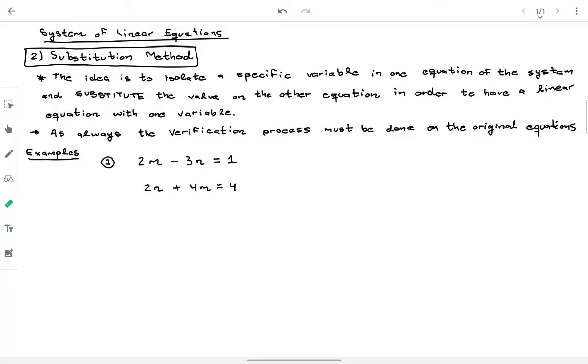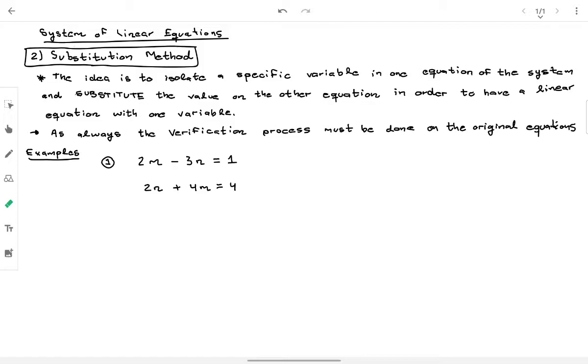So today we will continue with the system of linear equations with a second, different method for solving them. Today we will see the substitution method. What is the idea of the substitution method? The idea is to isolate a specific variable. We need to define which one.